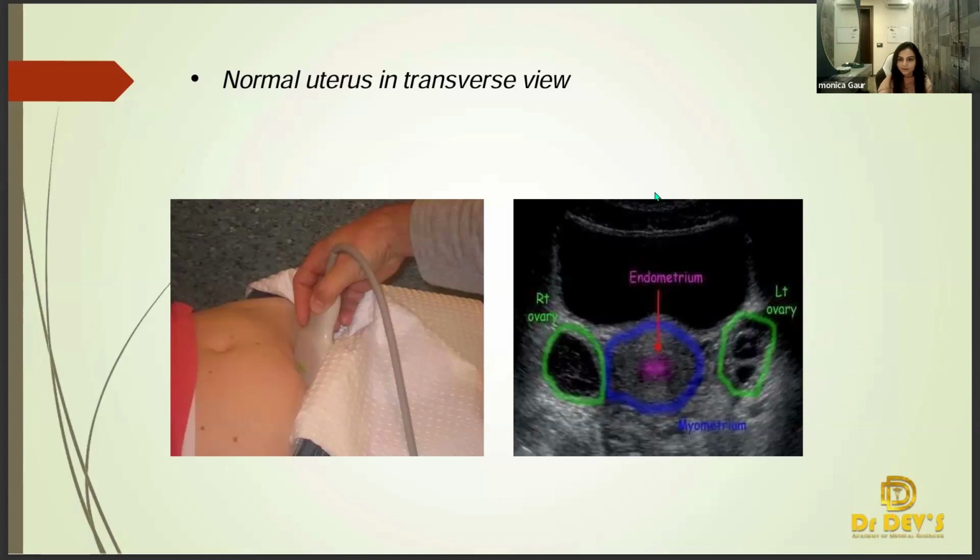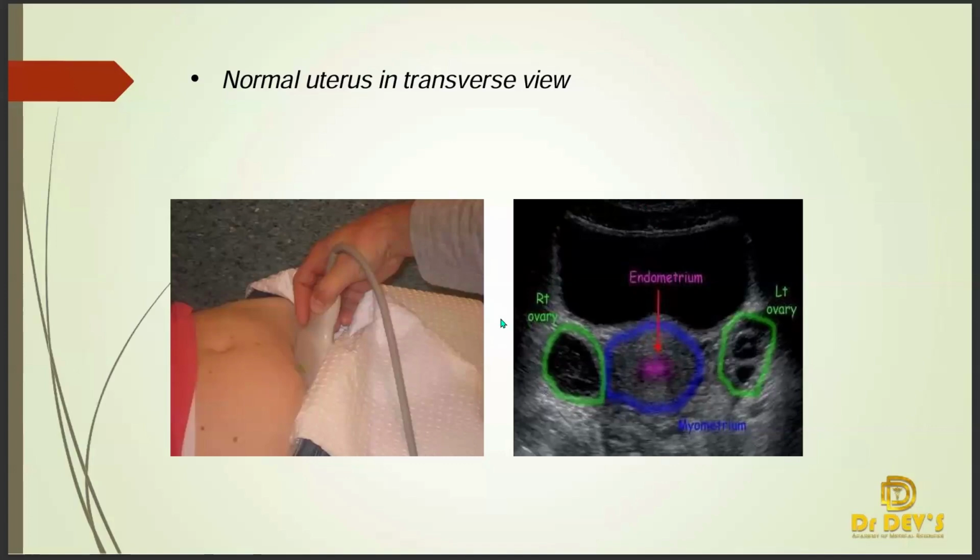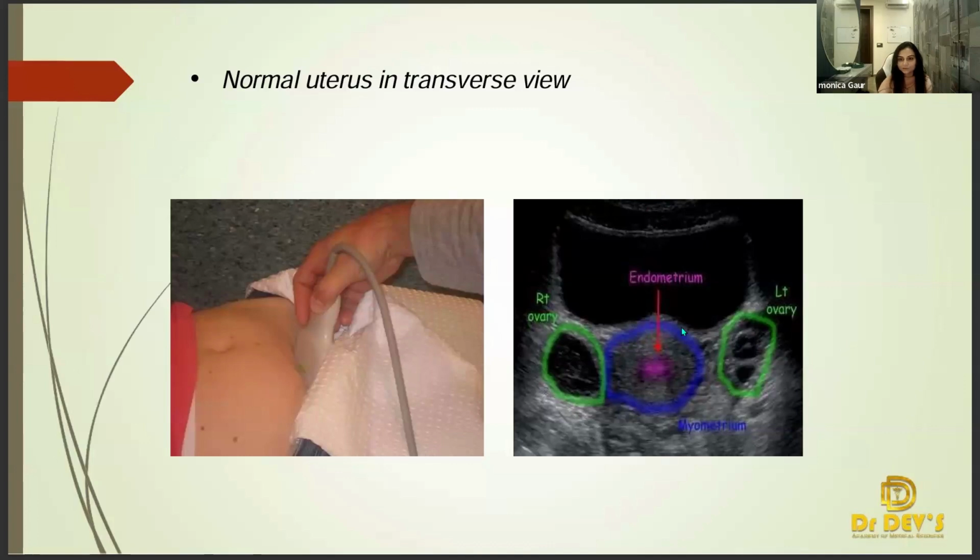So this side becomes anterior, posterior, right and left. In longitudinal view, anterior, posterior remains the same, and we have superior, inferior. In transverse view, we have anterior, posterior, right, left. In longitudinal view, anterior, posterior, superior, inferior.